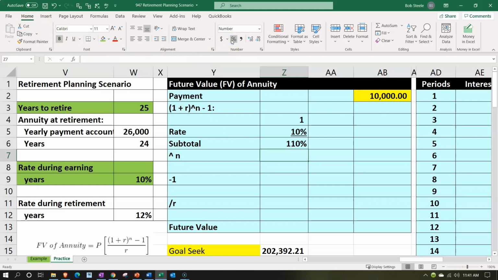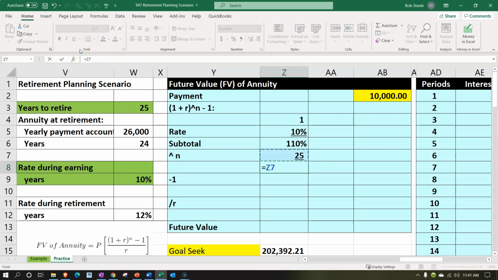Then we're going to take this to the power of 25, the number of periods. So this is going to be equal to the 25, power of 25. Bringing this out to the outer column, this is going to be equal to the 110%, Shift 6, caret 25. That's going to give us this number. We're going to add then some decimals to it. Actually, let's keep this one in here. I'm going to bring it in here. I'm going to underline this, Home tab, Font, underline.